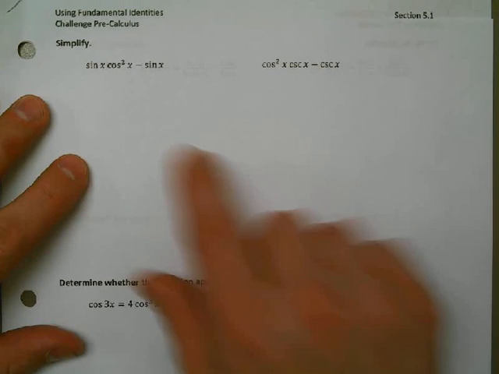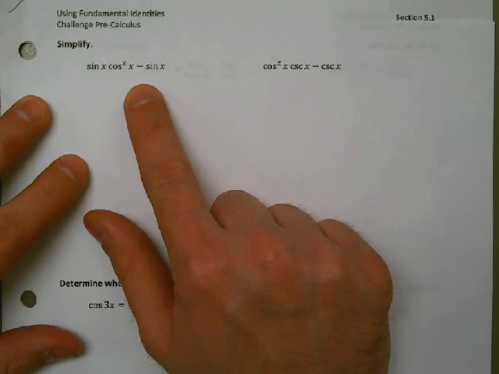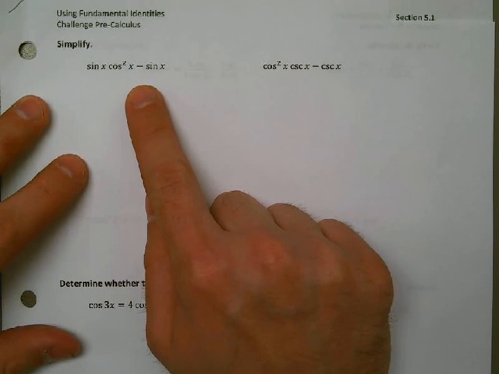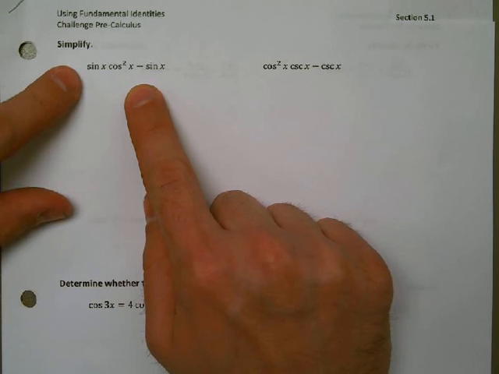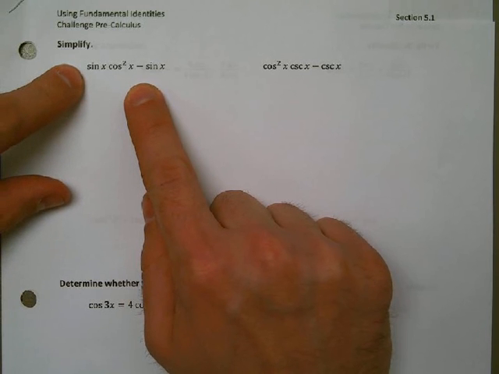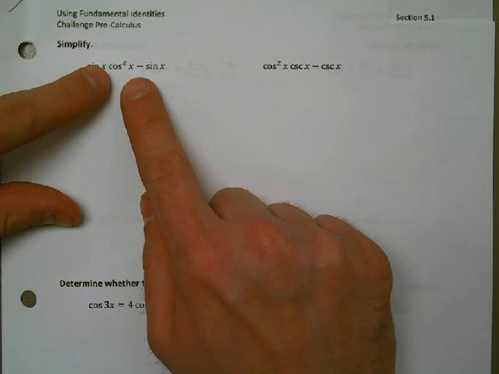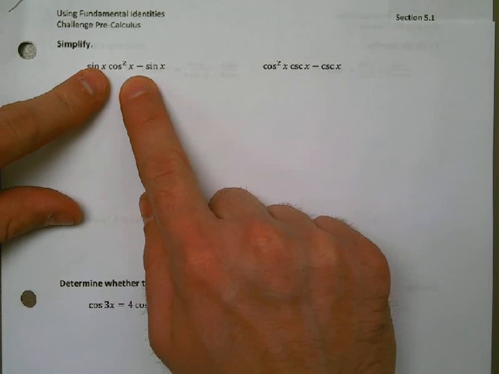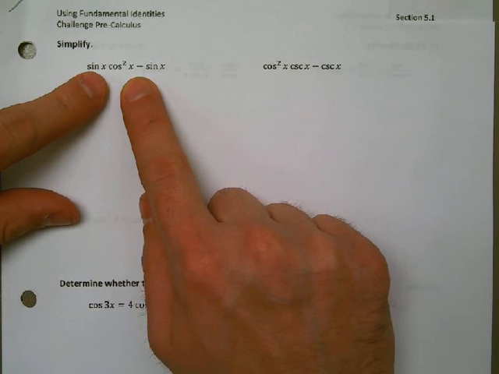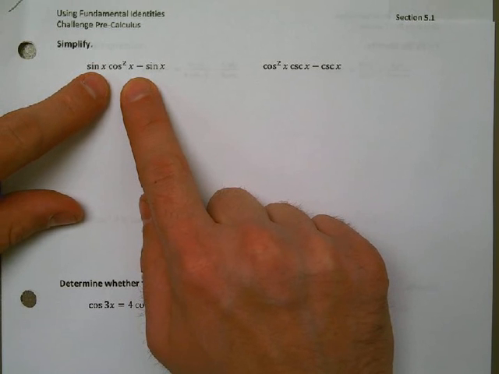So I'm going to start off by taking a look at this. I'm going to look for common terms. It's commonly going to involve factoring. If I take a look at this, I notice that both the first and the second terms have a sine of x in them. So I'm going to start off by pulling that sine of x out in front. If I factor out sine of x, I will be left with cosine squared x for the first term and a minus 1 for the second term.